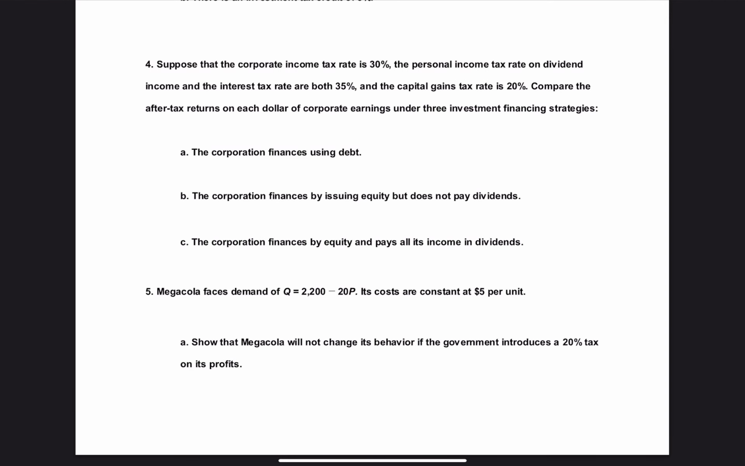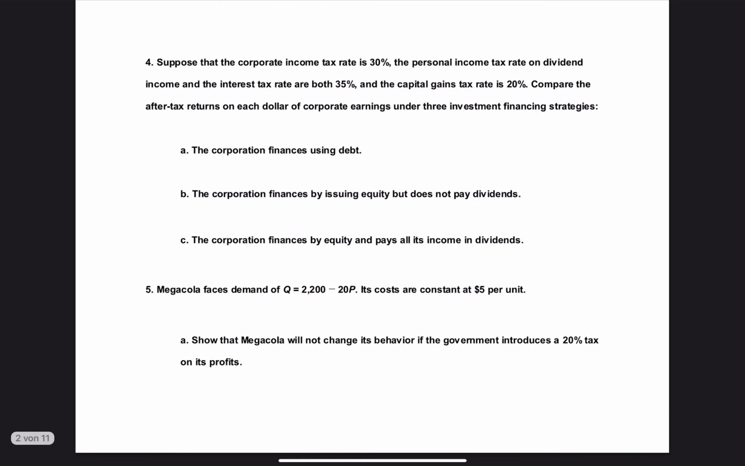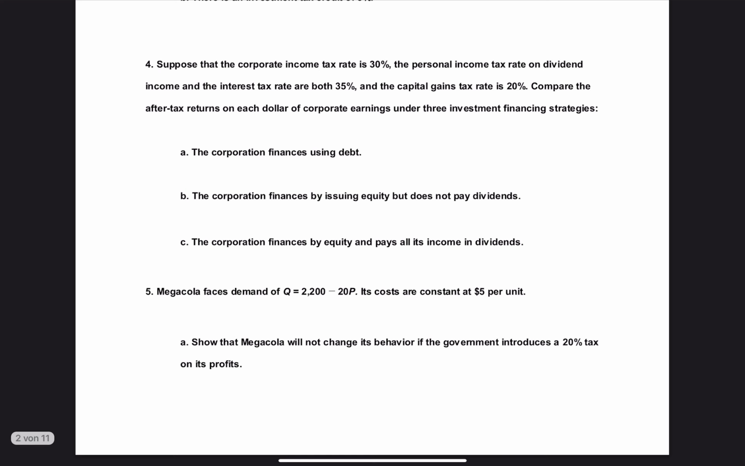So exercise number 5, Mega Cola faces a demand of 2,200 minus 20 times P. Its costs are constant at $5 per unit. So Mega Cola is a monopolist here. Just for your information, sub-exercise A: show that Mega Cola will not change its behavior if the government introduces a 20% tax on its profits.